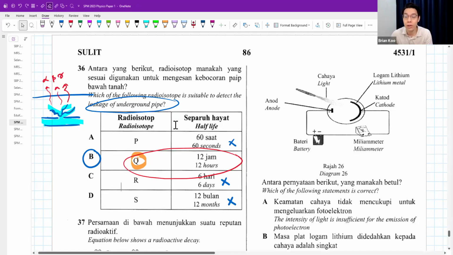Okay, if it's too long, it will be quite dangerous because you keep on getting exposed to a lot of radiation. Yeah, imagine you are washing hands in the toilet and then got radiation coming out from the water like that.